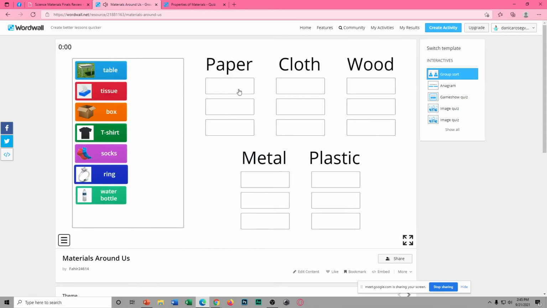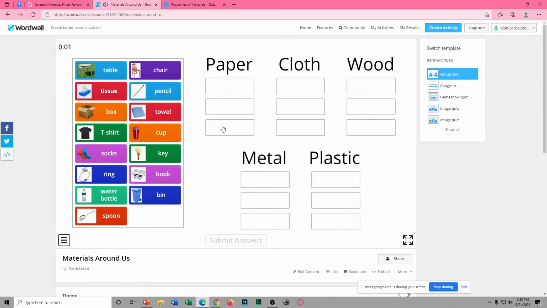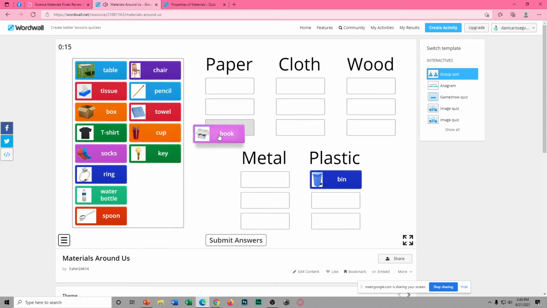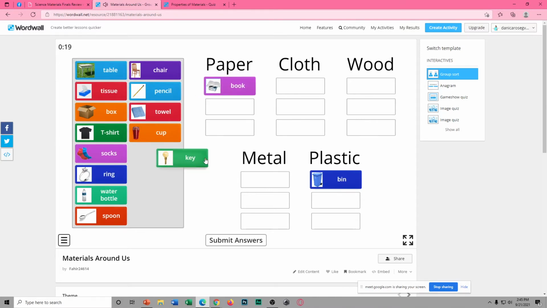Okay, you have 3 things to put here under paper. 3 things made of paper. 3 for cloth, for wood, metal, and plastic. Let's get one. This bean is made of what? Paper, cloth, wood, metal, plastic. Plastic. Book. Book is made of paper. Key. Key is made of metal.